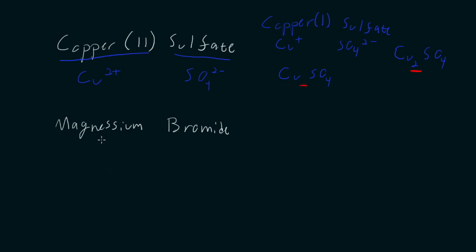cations. What if I have magnesium bromide? Well, magnesium, Mg 2+, bromide, that's Br-. So I can put those together, MgBr2. So that's our basic formula for writing ionic formulas and writing ionic names. So let's go ahead and let's start practicing that.